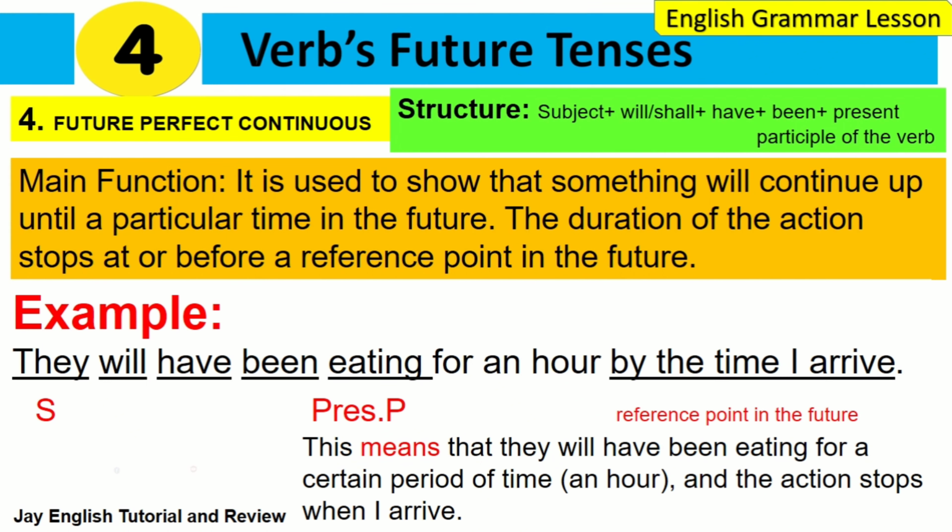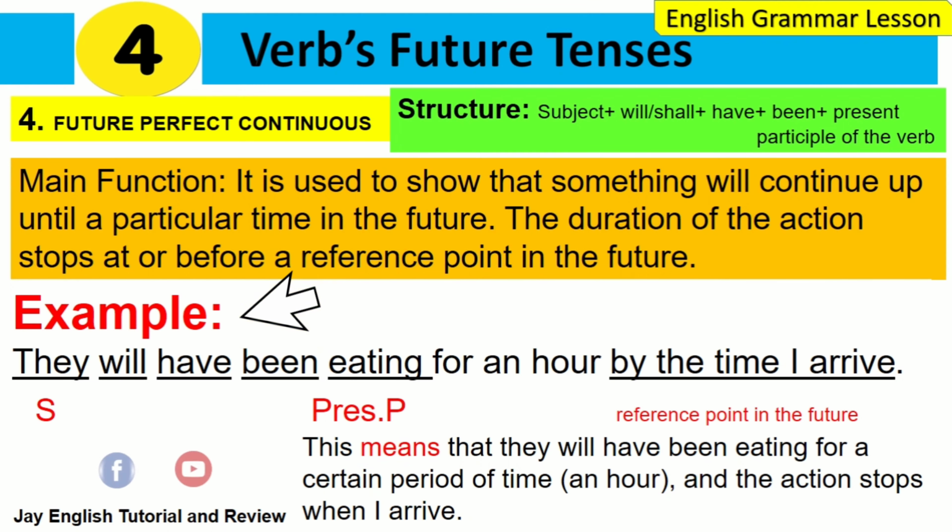Structure. We begin with the subject, followed with will or shall, then followed with have plus been plus the present participle form of the verb. The main function of the future perfect continuous is that it is used to show that something will continue up until a particular time in the future. The duration of the action stops at or before a reference point in the future. For example, they will have been eating for an hour by the time I arrive.